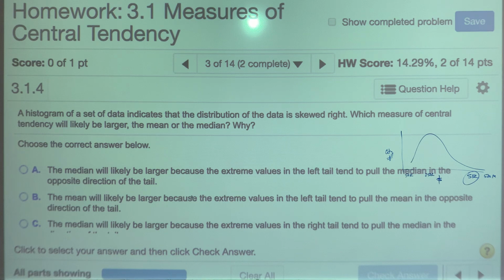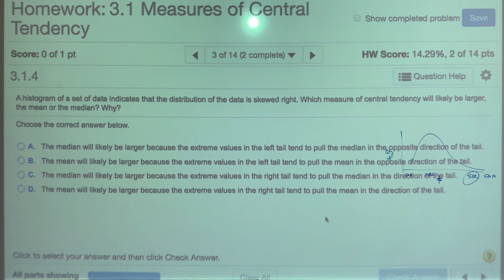Next, a histogram of a set of data indicates that the distribution of the data is skewed right. We happen to have a graph that's skewed right already drawn there. Which measure of central tendency will likely be larger, the mean or the median, and why? If you look at your notes, right below the median it says the median is better used for skewed data because extreme values tend to pull the mean up. Remember that median means the middle number. Mean is the average of it all.